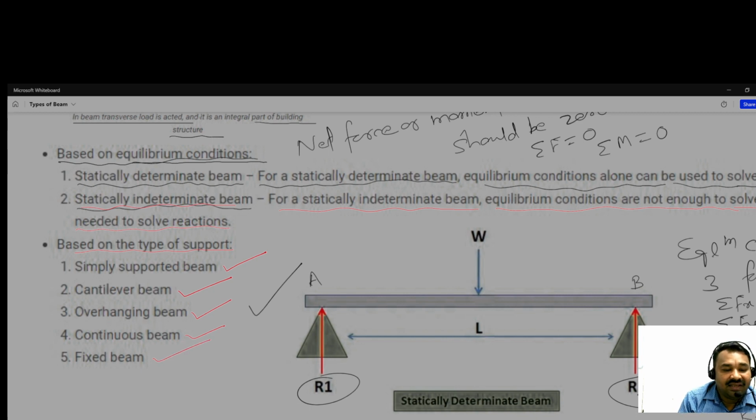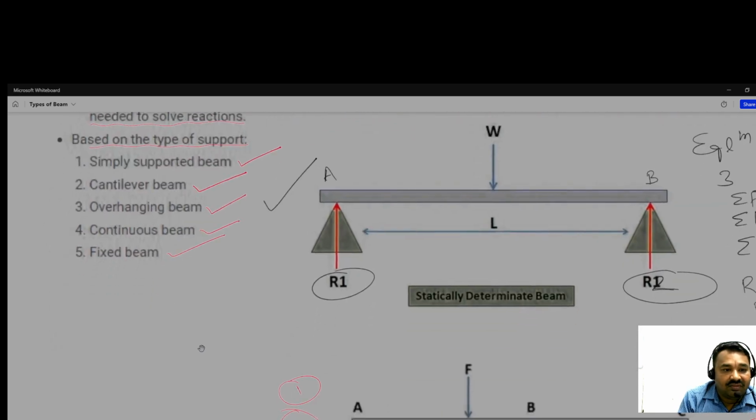So what is overhanging beam? We're talking about the overhanging beam.